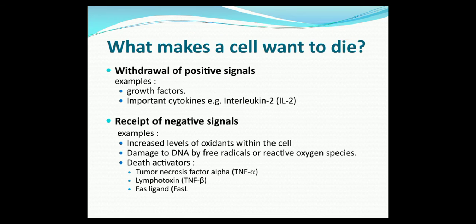Okay, so what makes a cell want to die? Withdrawal of positive signals, for example growth factors, important cytokines, interleukin 2, IL-2. Positive signals are the signals which tell cells not to die and to go for cell growth. If there is a lack of such positive signals, then the cell starts dying. Receipt of negative signals, for example increased levels of oxidants within the cell, damage to DNA by free radicals or reactive oxygen species, and death activators like tumor necrosis factor alpha, a very important factor, guys, lymphotoxin, TNF beta, and Fas ligand.